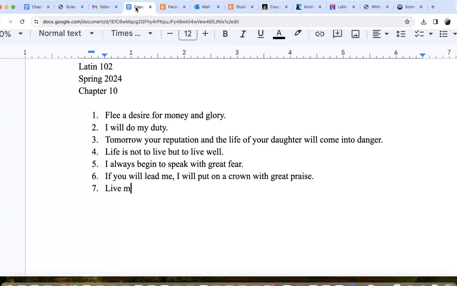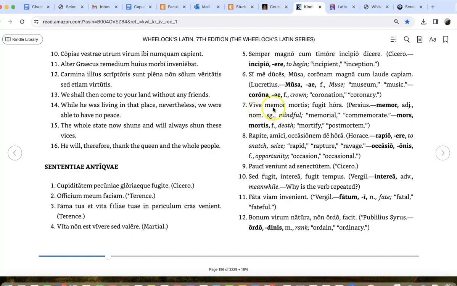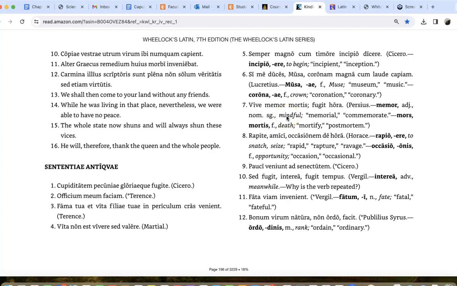So live, mindful of death. Flee the hour. All right. Live mindful of death. Flee the hour. So live, vive. Mindful, memor. So remember, if you see the words in italics, that's the translation. These are derivatives, or words in English that come from it. So I should have mentioned that earlier. But it's the words in italics that give us a translation.